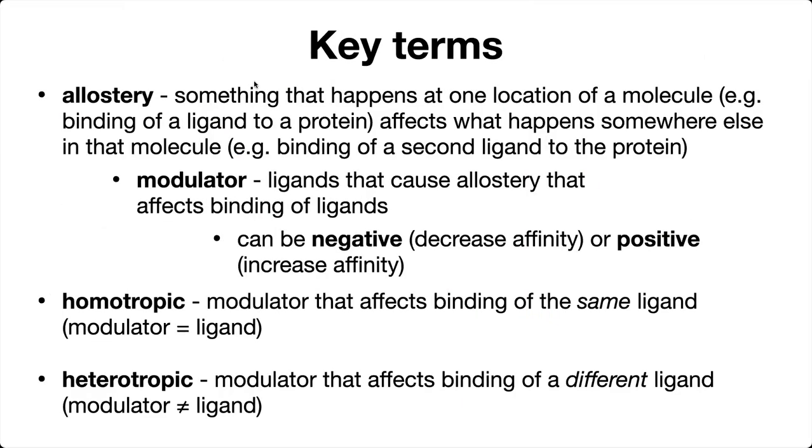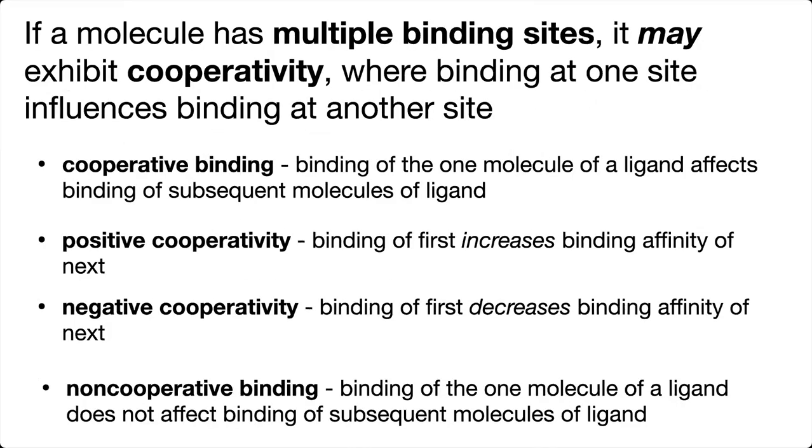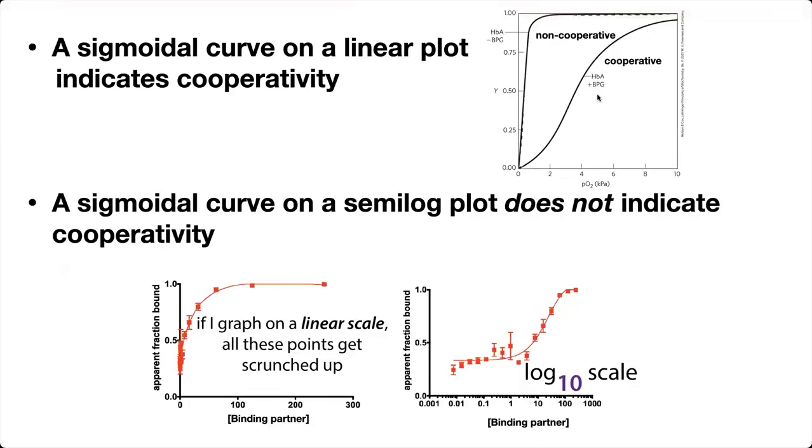So, to review, allostery is where we have something happening at one location of a molecule, such as a protein, affecting something happening elsewhere in the molecule. When we have a molecule that has multiple ligand binding sites, we can have the possibility for cooperative binding, where the binding at one site influences binding at other sites. This can be positive cooperativity or negative cooperativity. And we can see evidence of it if we see a sigmoid on a linear plot, but not if we see a sigmoid on a semi-log scale, because even non-cooperative binding would show as a sigmoid on a semi-log scale.